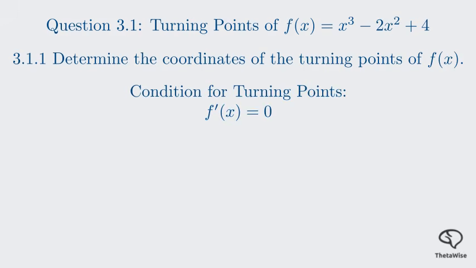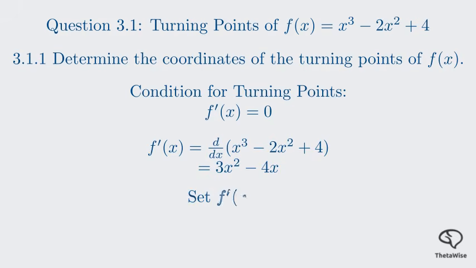First, let's find the first derivative of our function. The derivative of x cubed is 3x squared. The derivative of negative 2x squared is negative 4x, and the derivative of the constant 4 is 0. So f prime of x is 3x squared minus 4x. Now we set this derivative to 0 to find the x values.